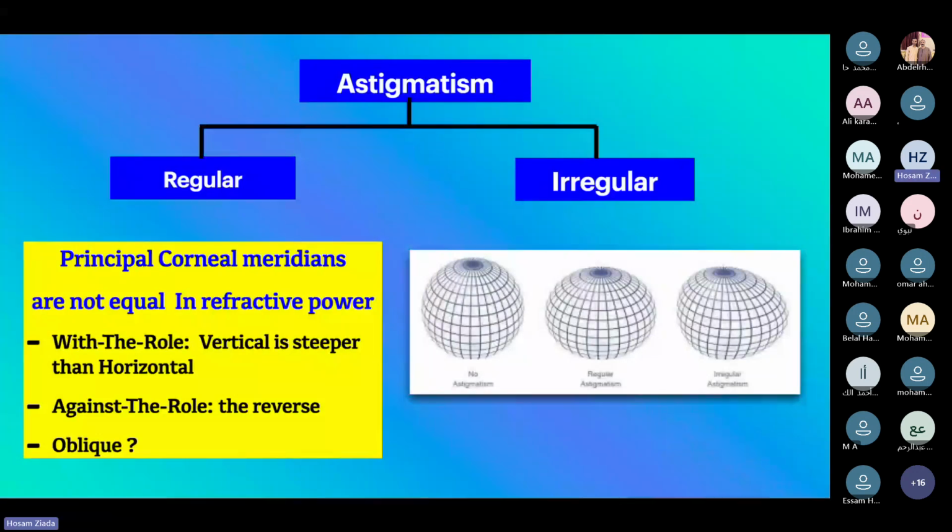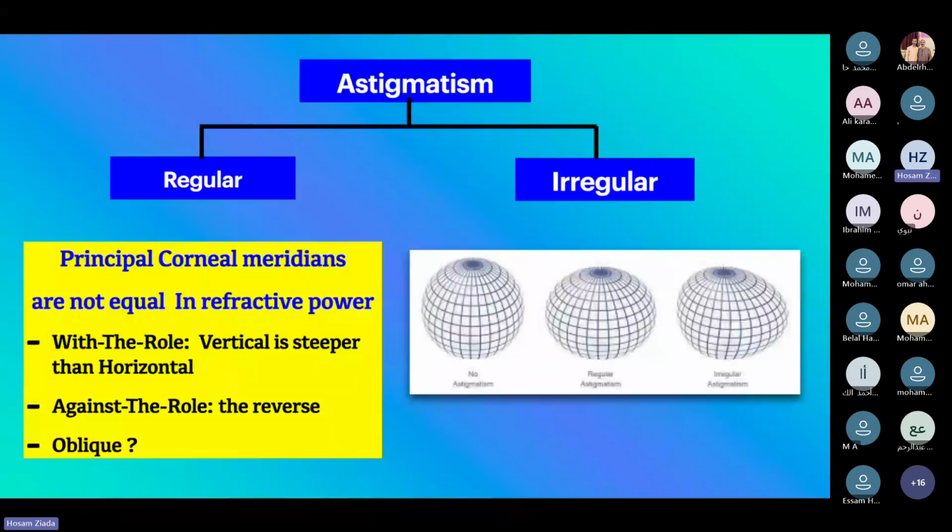Oblique astigmatism. What's the meaning of oblique astigmatism? It means that the vertical and horizontal are perpendicular all the time, but not at 90 and 180. They could be perpendicular, but at 35 and 145. It's called oblique astigmatism. But the symmetrical and common one is to find the vertical at 90 degrees and the horizontal at 180 degrees.